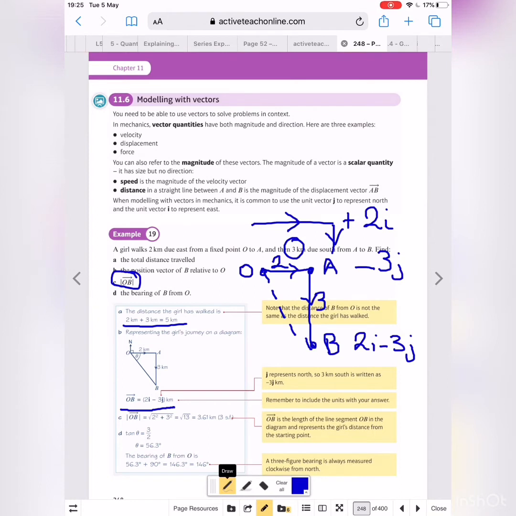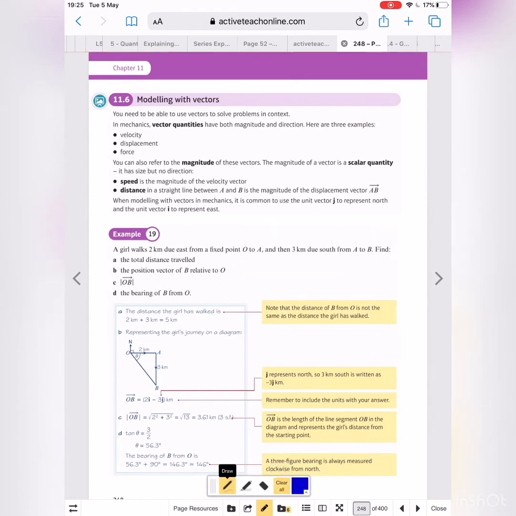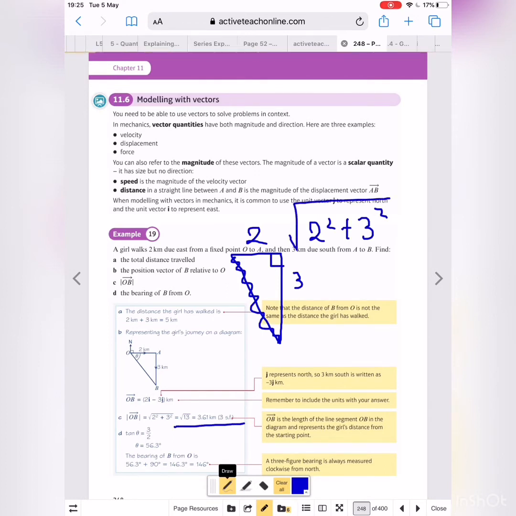Okay, so remember those lines mean magnitude. And when we do magnitude, what we want to do is basically Pythagoras. You want to work out the length of that vector there. So that, again, as I just said, is Pythagoras. So it's 2 squared plus 3 squared, square rooted. And if you put that into your calculator, you get that it's 3.61.